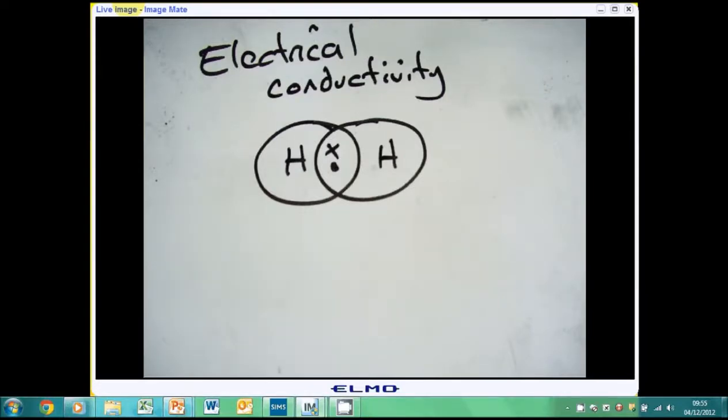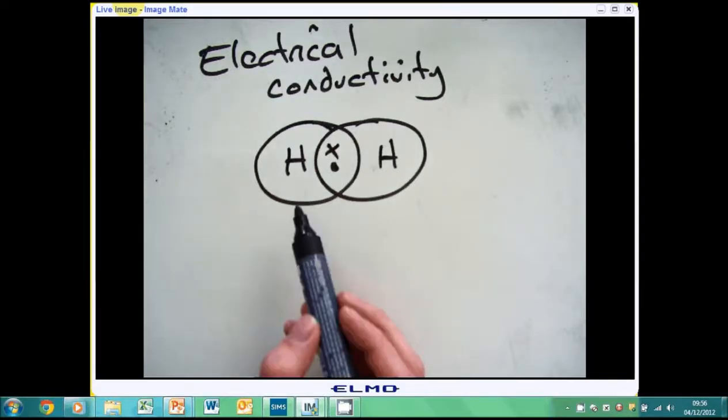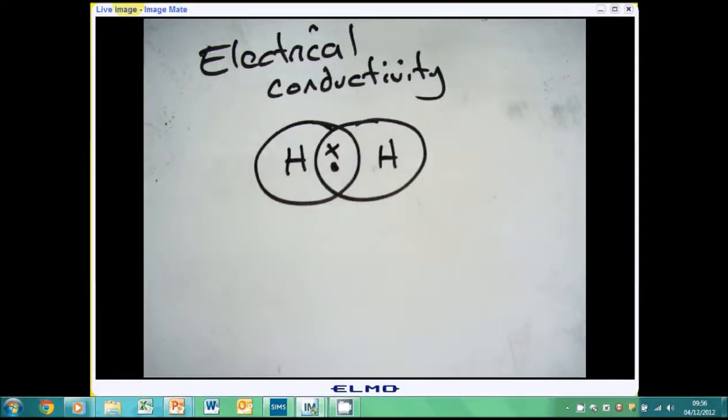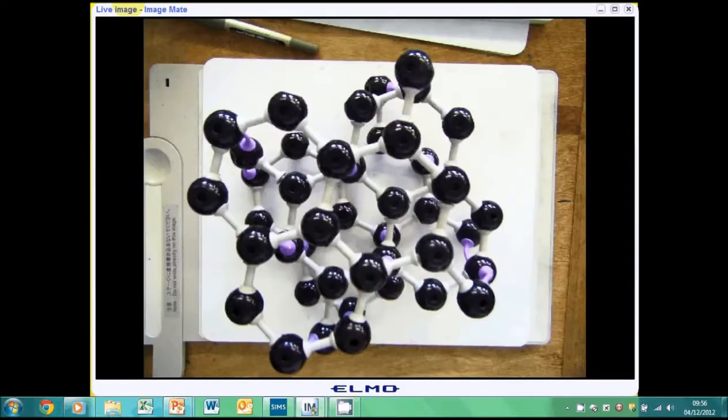Giant and simple covalent compounds do not conduct electricity. The reason for this is simple. The electrons are not free to move. If we talk about ionic bonding, when a liquid, the ions are free to move. And when we talk about metallic bonding, electrons are free to move. But in covalent, every atom has a full outer shell. Therefore, there are no electrons lost or gained because they're shared, and electricity can't conduct.